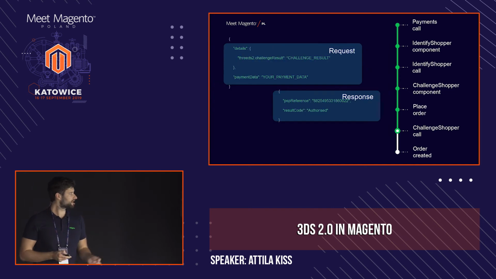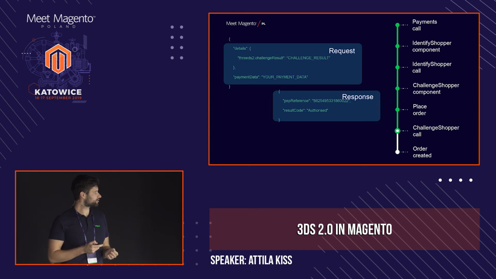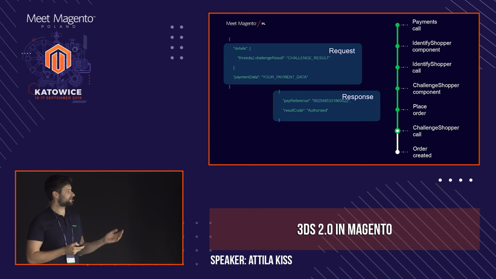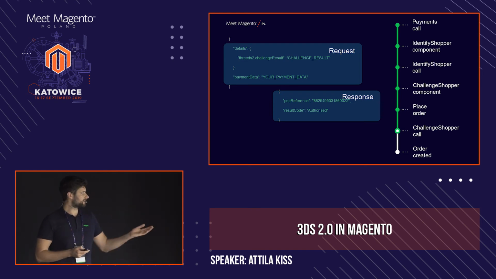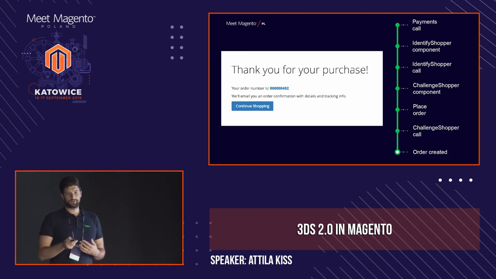In the backend, we again construct a request based on the challenge result and the payment data, and we send it back to Adyen. Adyen will respond with the PSP reference and the result code: authorized, refused, or error. And basically, that's it. You can get your customer to the success page, and the order can be created.